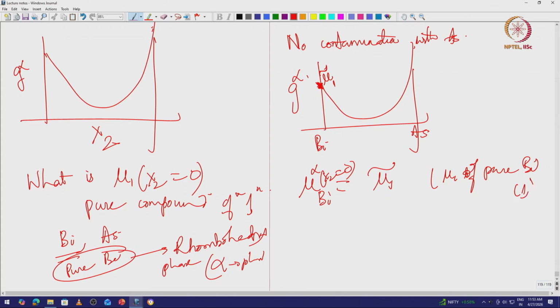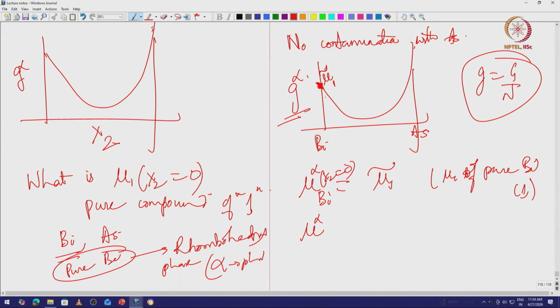And bismuth is my species 1, right. Similarly, mu in the alpha phase, right. So, I am just looking at the free energy of the alpha phase, the average free energy. This is not some quantity, it's just the average free energy. We have defined it as G by capital N, okay.